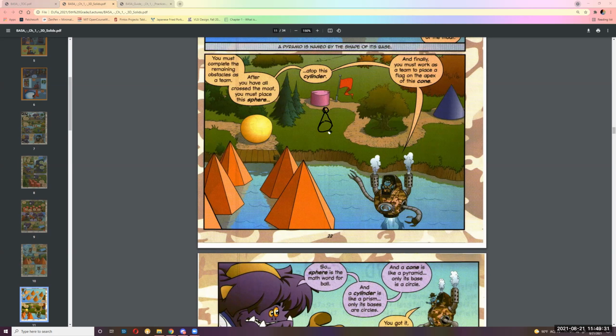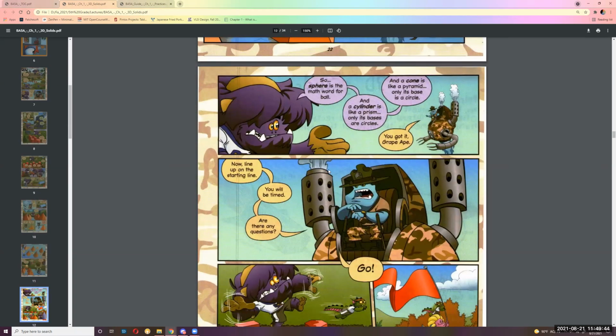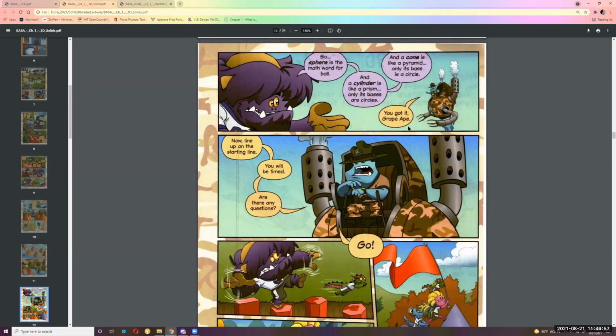It's just because they don't have any edges on the base shape, we have these unique names for these circles, because they don't really fully satisfy our definitions of prisms and pyramids. So a sphere here is the math word for ball. Cylinder is like a prism, only its bases are circles, and cone is like a pyramid, only its base is a circle.